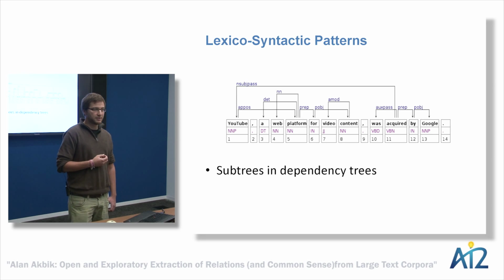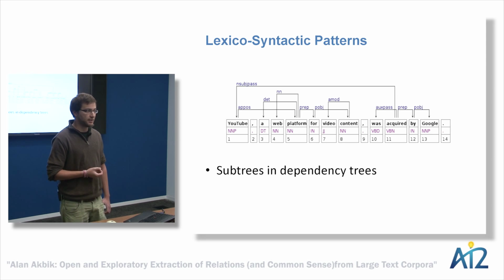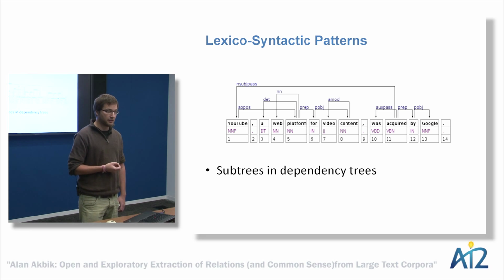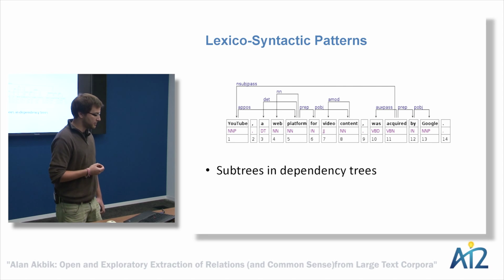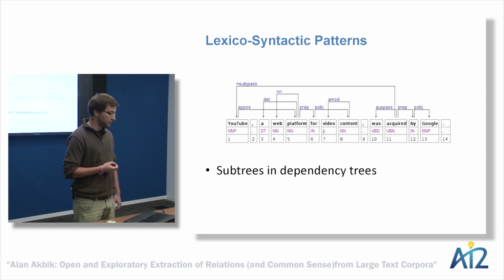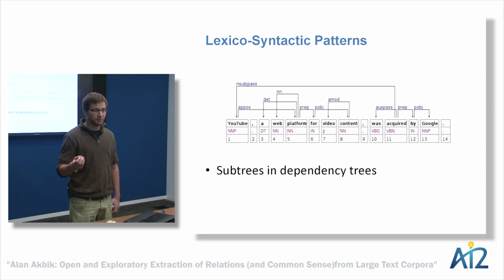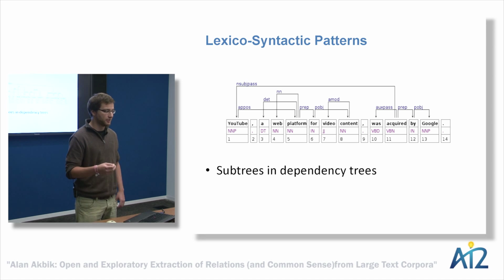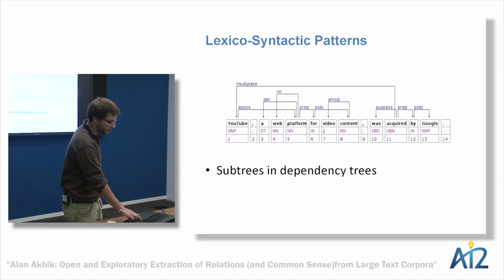So basically, the linguistic abstraction that we use are lexico-syntactic patterns defined over dependency trees, specifically subtrees in dependency trees. We have found that this deep syntactic information is very powerful. So if you look at this sentence, YouTube, a web platform for video content, was acquired by Google. There's a long-range dependency here between YouTube and acquired. So YouTube is the passive subject of the verb acquired. And even though there's a bunch of stuff in between, we still know that the overall syntactic structure is in such a way that YouTube is the subject, right? And so this is actually very helpful.